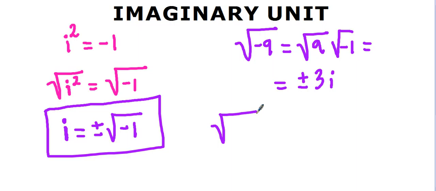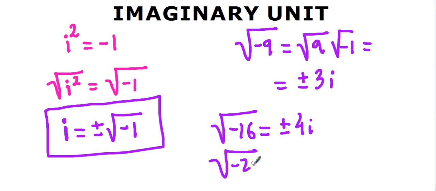Another example, what's square root of -16? Using the first example, we can easily see that it's positive or negative 4i, or for imaginary. Square root of negative 25 would be positive or negative 5i.